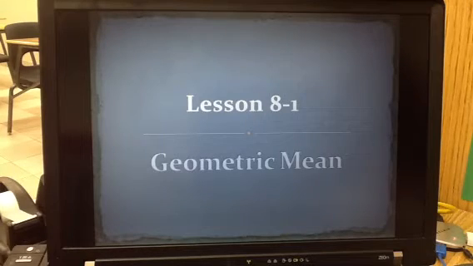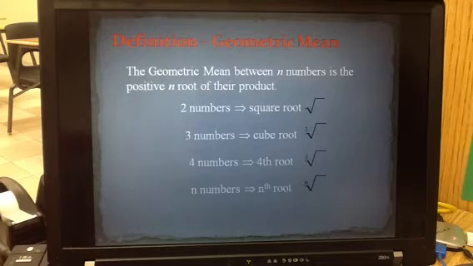This is your lesson on section 8.1, geometric mean. The definition of geometric mean is that you multiply two numbers together and take the square root. If you're doing three numbers, you would multiply those three numbers together and take the cube root. Four numbers, you'd multiply the four numbers and take the fourth root. And we're probably not going to go any higher than these.